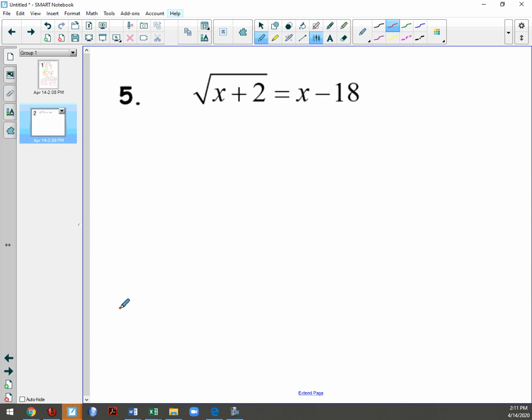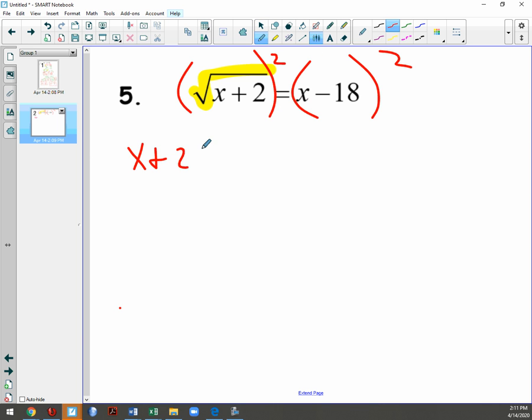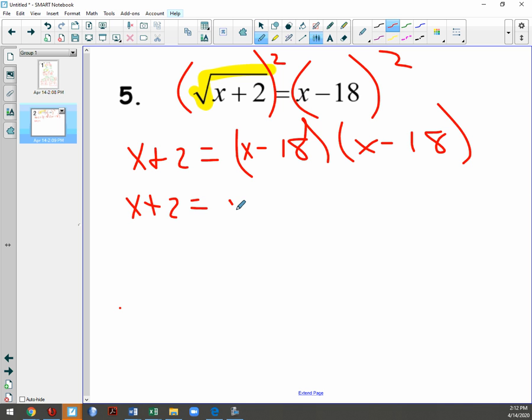Now, number 5. Number 5 is going to be very similar to number 4. Okay, except you're going to have some foiling involved there. So how do I go ahead and get rid of this power? I should say this root. The way you're going to get rid of that root is by squaring both sides. So that's going to give you x plus 2 is equal to x minus 18 squared, which means you're going to write that down twice. So I have x plus 2 here, and then you're going to FOIL that. x squared minus 18x minus 18x plus 324.